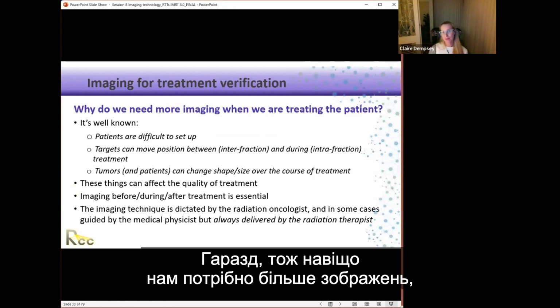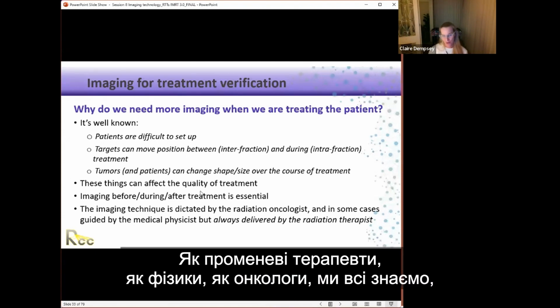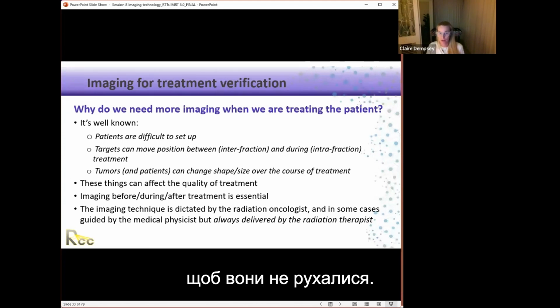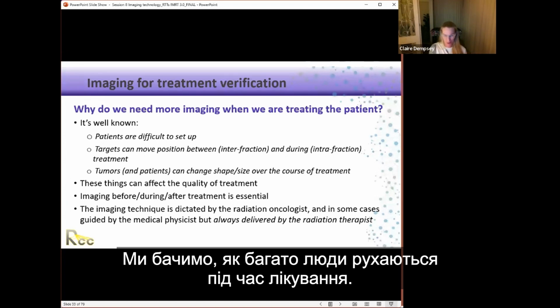Okay, so why do we need more imaging when we're treating the patient? We've already given them a CT scan, right? We all know, as radiation therapists, as physicists, as oncologists, patients are difficult to set up. It's really hard to get them in the same position every day and to make sure they don't move. Remember, our last lecture was about motion management. We can see how much people move during treatment.